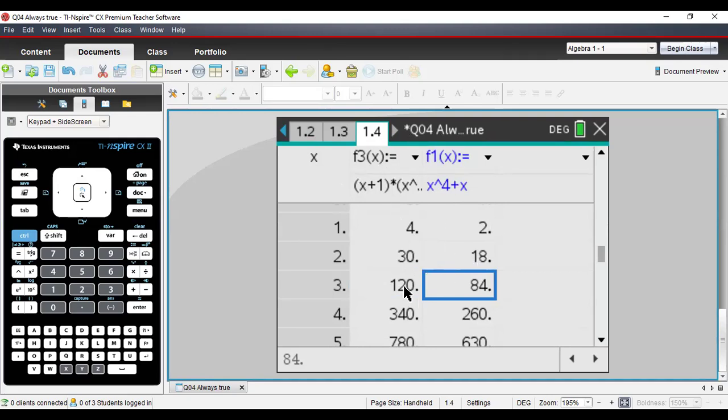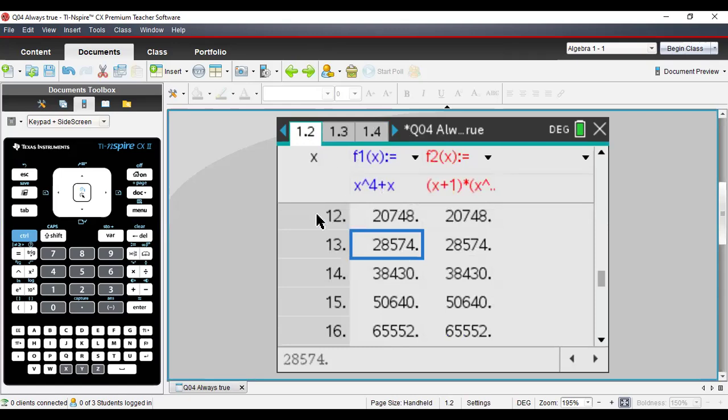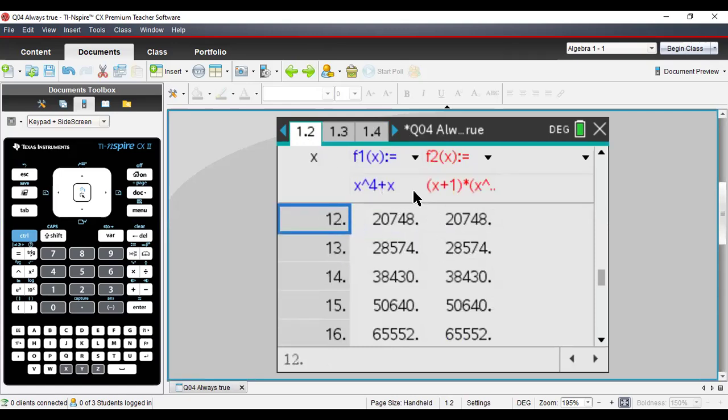I only did the first two because the answer is number 1. But if you did number 3 and number 4, you would see the same thing. They don't always equal the same number. The output tables are not the same. This is the only one that has the same output table no matter what you look at. So no matter what input you look at, the output tables for the left-hand side of the equation and the right-hand side of the equation are always equal, which means they're always going to be true.